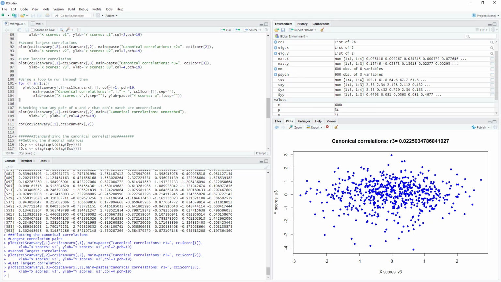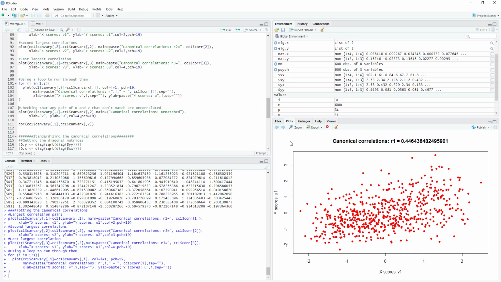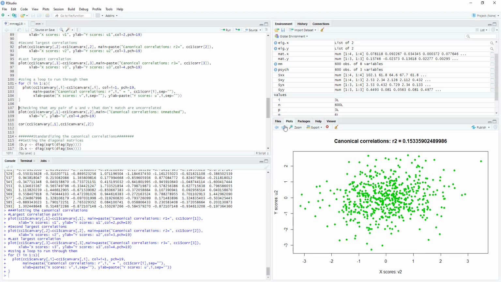I have it change its colors, and then using these paste functions, we can figure out what our correlation value is, along with what v number we have and u number that we have. Running this line, it's just going to spit out the same 3 plots, just does it a lot quicker, using one set of code instead of 3 separate sets.